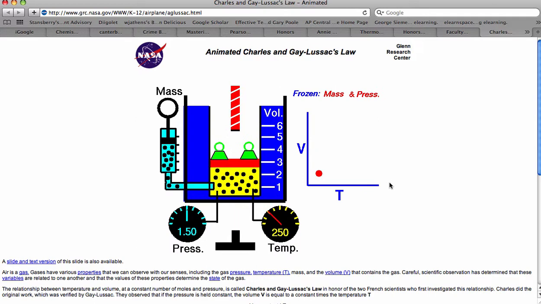Volume is directly related to temperature. A direct relationship is a straight line plot that increases to the right. As one increases, as temperature increases, volume will increase, or vice versa.